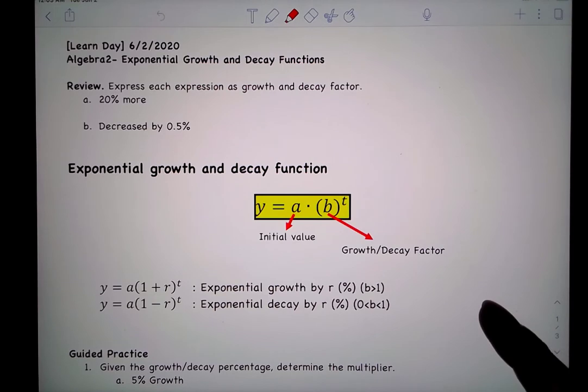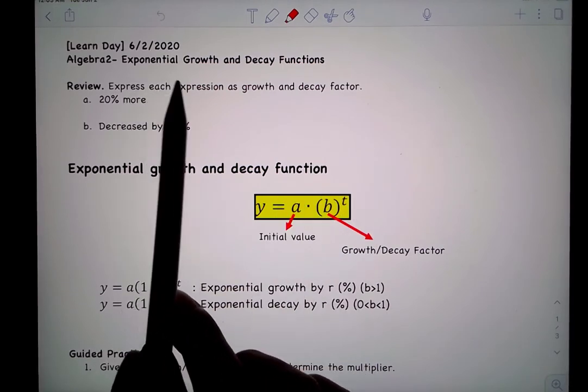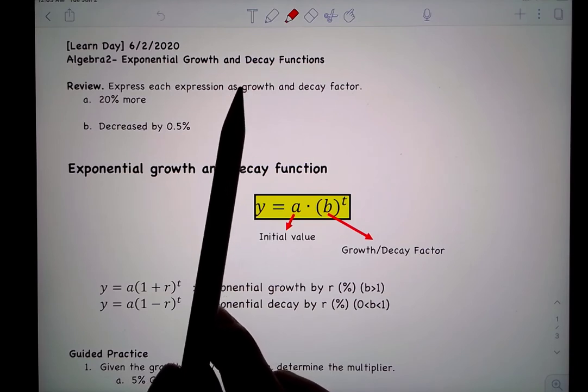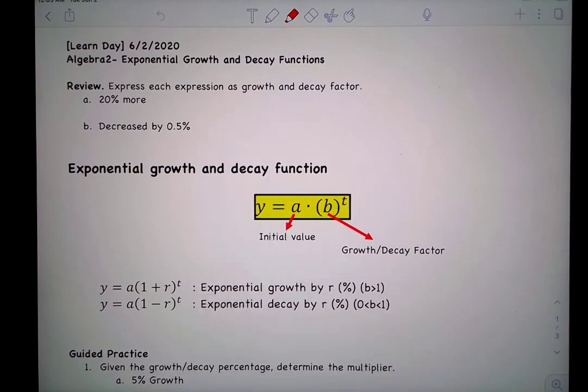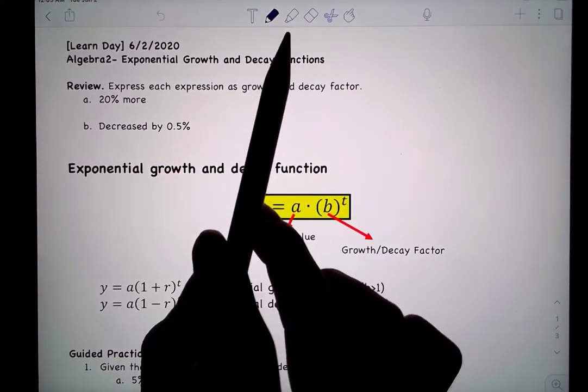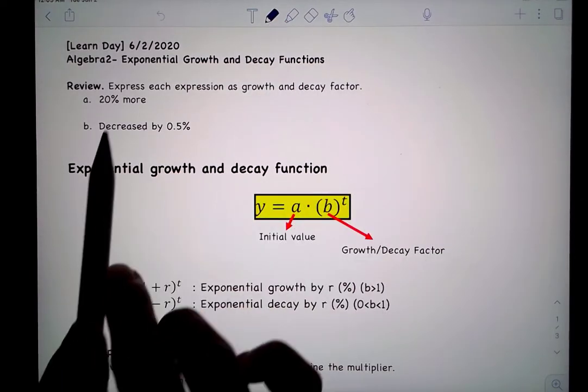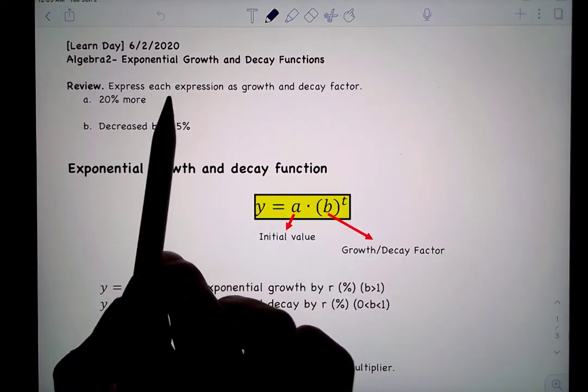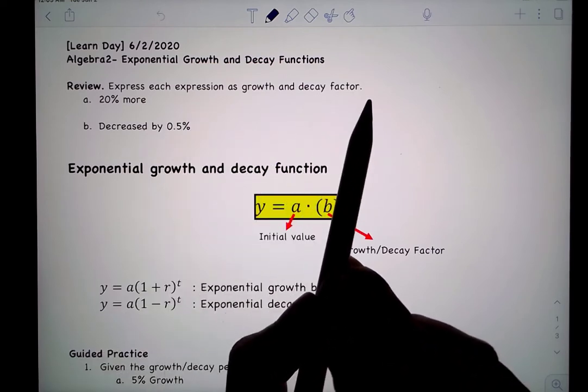All right? And today we will do exponential growth and decay function, and we will look into the function form. Okay? And let me review two questions from last class. So we did this one yesterday and last week. So express each expression as growth and decay factor.